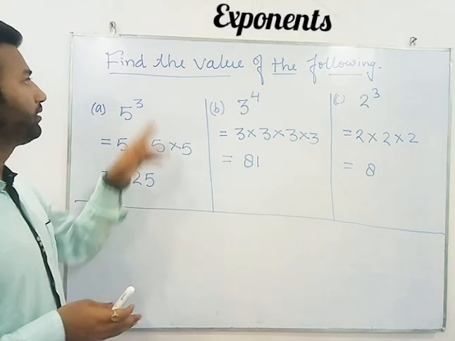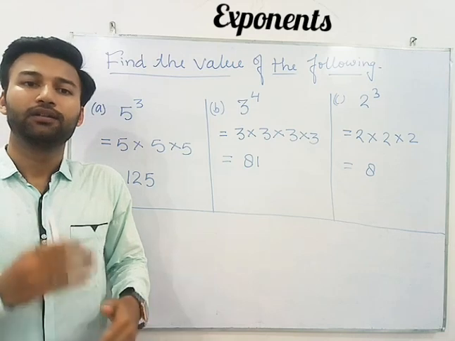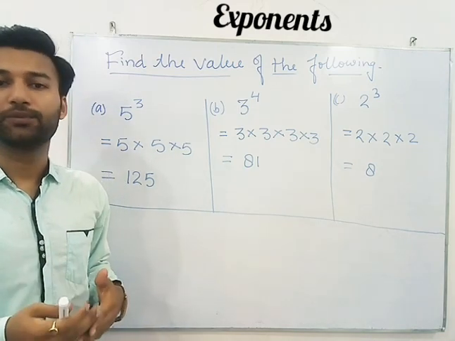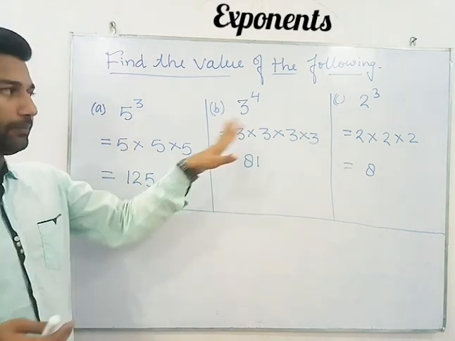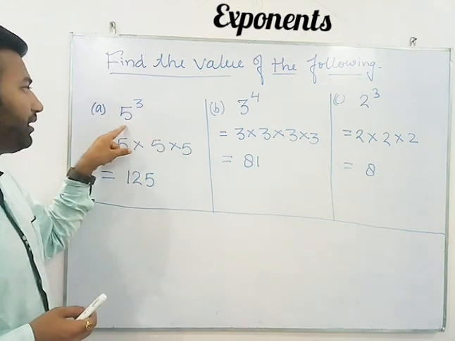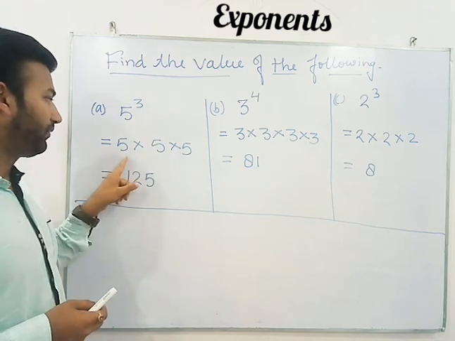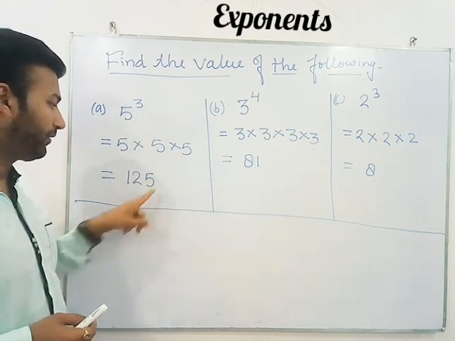Now one more question. Find the values of exponential forms. How to find the value of an exponential form? See, these examples are there. First, 5 raised to the power 3. We will multiply 5 three times because the power is 3. 5 5s are 25 and 25 5s are 125.